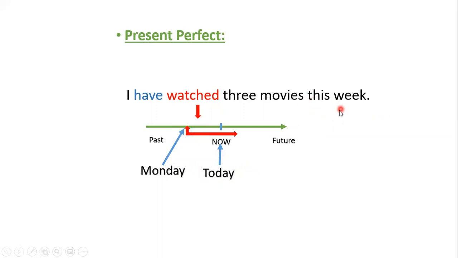This is a time indicator for the present perfect. I have watched 3 movies this week. See, the week starts on Monday, ends on Sunday, and today in the middle. That's why we use the present perfect. The action started in the past. It is still ongoing.